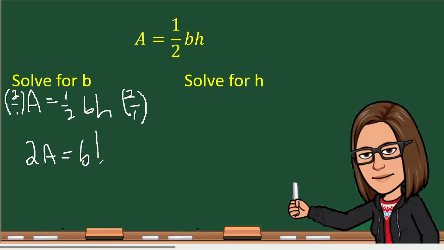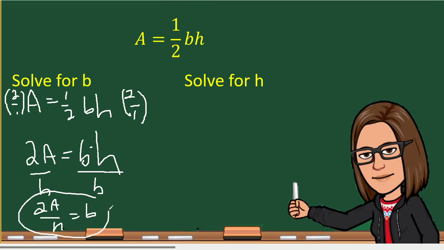And now we are solving for B, so we want to move our H. Right now, the operation you cannot see is multiplication. So you divide both sides by H, and your answer is going to be 2A over H equals B. And that is solving a literal equation for another variable.